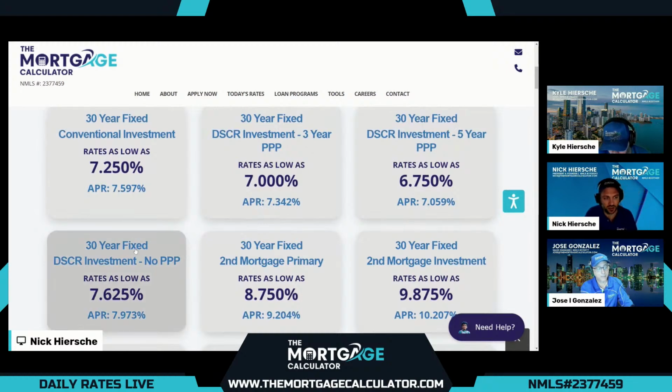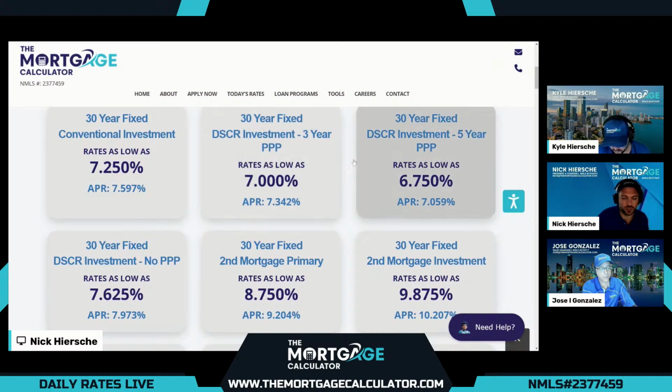And the final option, some investors do not want a prepayment penalty. No problem, we have options. 7.625 rate, final APR 7.973. So notice that's a touch higher than the conventional options and definitely higher than the prepayment penalty options. So we recommend most investors take advantage of these better rates and terms at the prepayment penalty options.